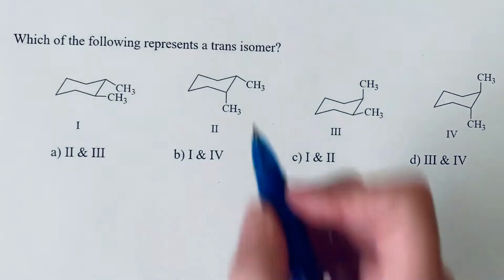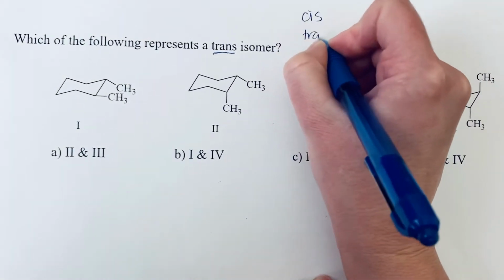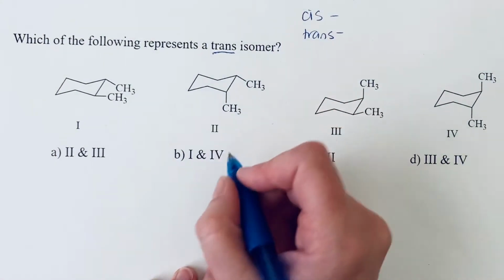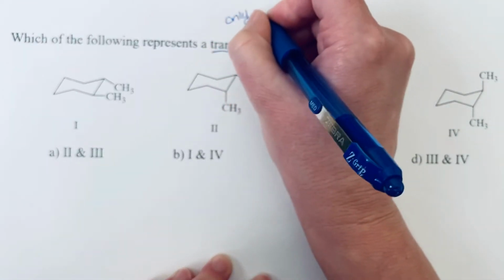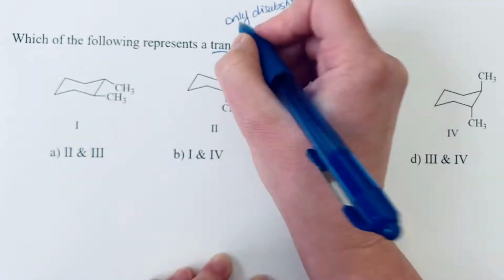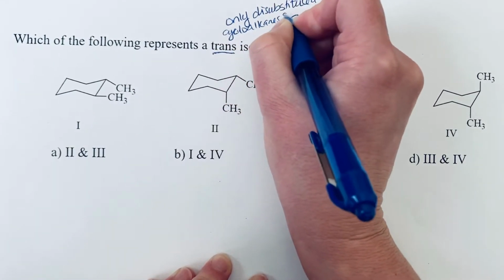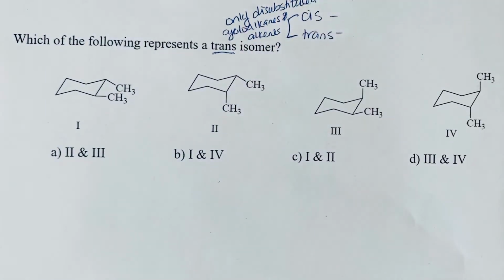Which of the following represents a trans isomer? So cis and trans are terms that we can use for di-substituted cycloalkyl groups like this. So we can only use those terms for di-substituted cycloalkanes, and later on we will also see for alkenes that we can use this for di-substituted alkenes as well. But right now we're looking at cycloalkanes.